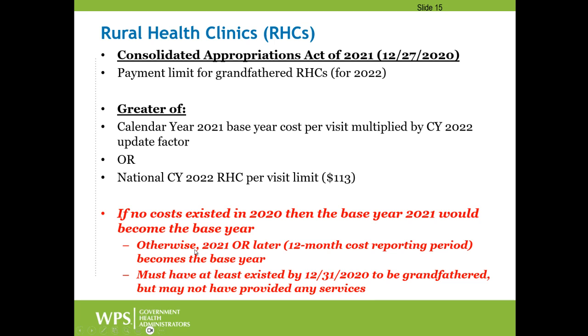Otherwise, again, that 2021, or if there's no 12-month cost report in 2021, then we'd use the next available 12-month cost reporting period, and that becomes the base year. Again, keep in mind, the RHC had to have existed by 12/31/2020, but they may have just barely been starting, hadn't provided any services, didn't have any cost yet. That's fine. But this discussion of the base years is really important.